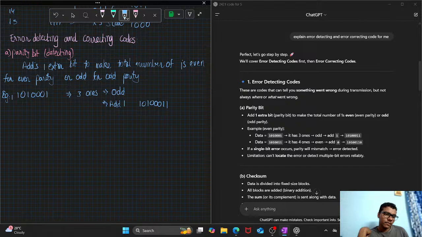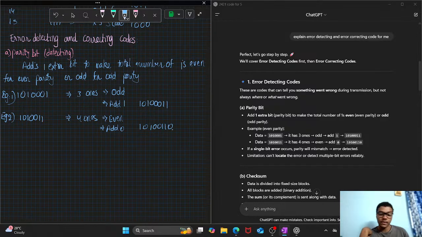Example 1. Example 2. 10100011. 4 ones. Even parity. Add 0. 10100011.